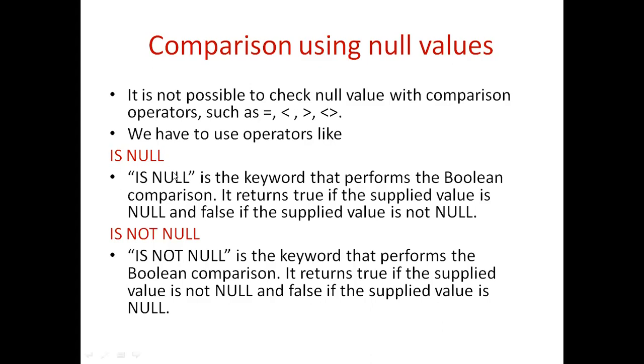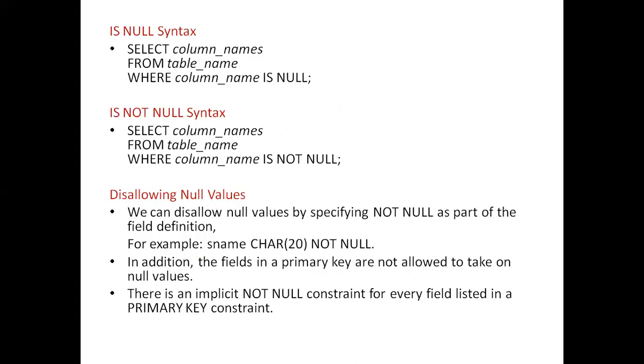So with the help of is null, when comparing, it returns true if the value is null, and it will represent false when the value is not null, right? Is not null is the same as is null. It also performs a Boolean comparison, that is true or false. It returns true if the supplied value is not null, and false if it is null.